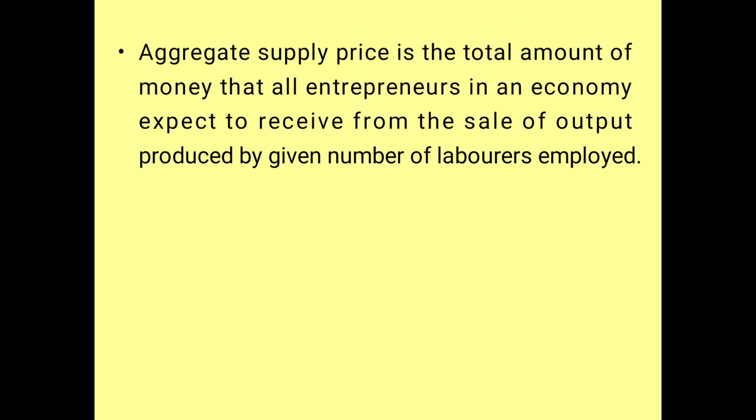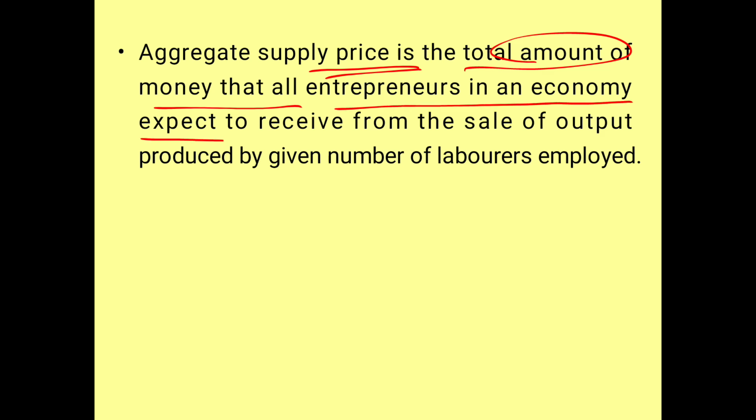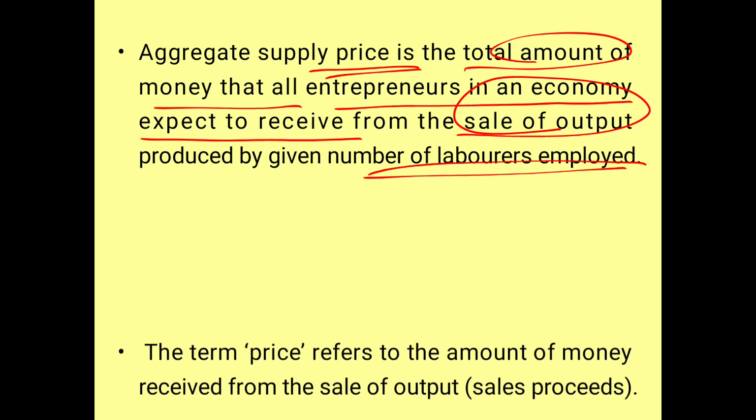Now, aggregate supply price is the total amount of money that all entrepreneurs in an economy expect to receive. What does every businessman try to receive? Naturally, profit. How does he get the profit? From the sale of output. He also sees how many laborers are employed in the production process.